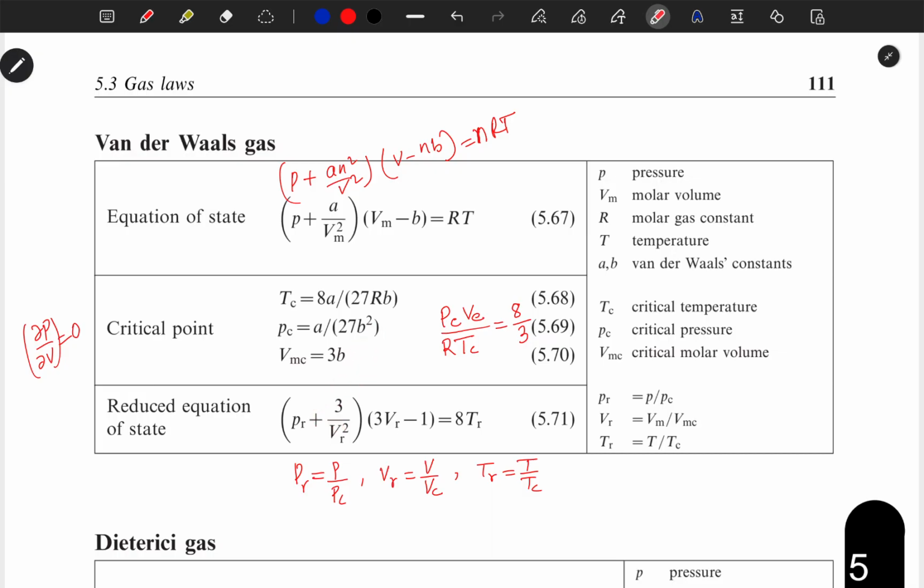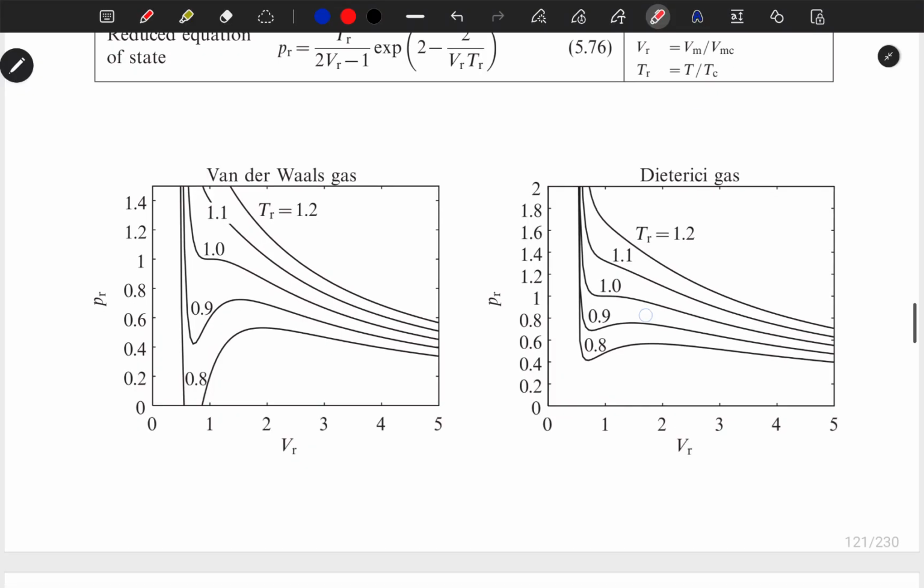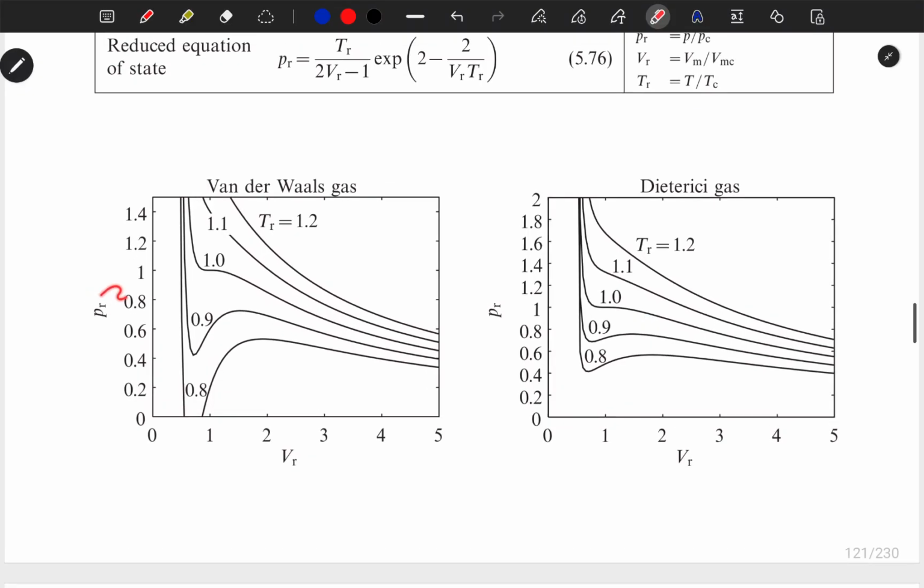For the reduced form of the Van der Waals equation, we can replace P reduced equal to P by P critical, V by V critical, T by T critical. We replace that, and we also replace Pc as a by 27 b square, and similarly the others, to get the following relation. In case of the Van der Waals equation, we plot PR and VR and get the following curve for different T values.